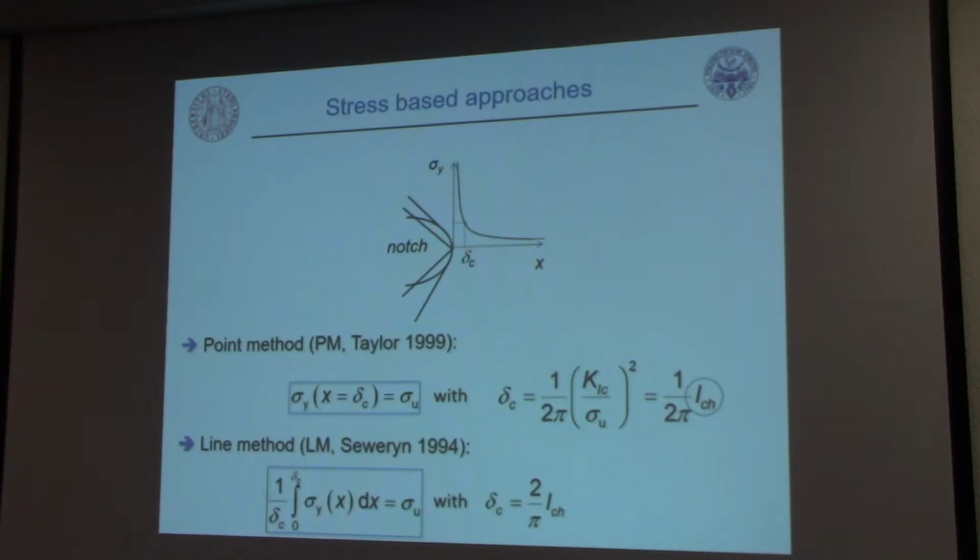Delta C, according to both criteria, turns out to be a material constant, since it depends on the ratio between the material fracture toughness K1C and the material tensile strength sigma u, squared. This ratio is the well-known Irwin's length, LCH. Note that the expressions for the crack advance are not arbitrary, but must necessarily be assumed if we want to get K1 equal to K1C, so linear elastic fracture mechanics. Of course, I am speaking about mode 1 loading condition for the sake of simplicity, in the case where the notch reverts to a crack. So these are stress-based approaches.